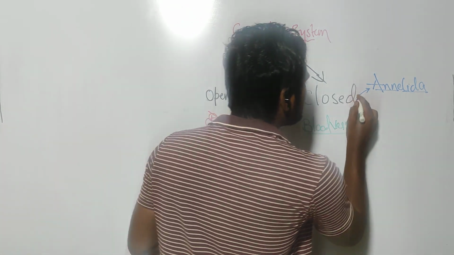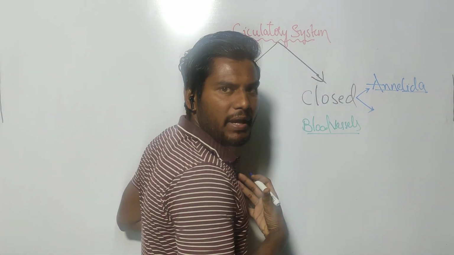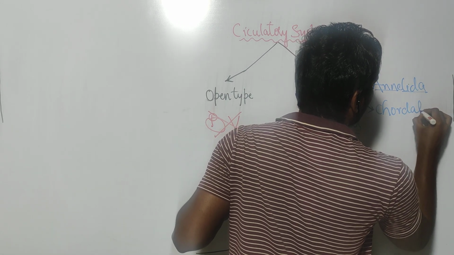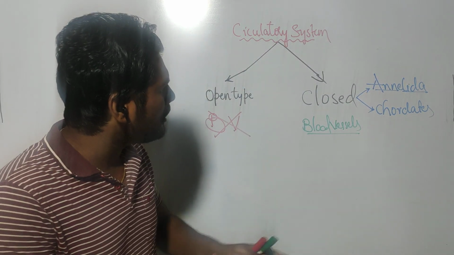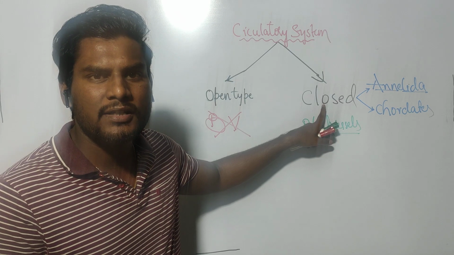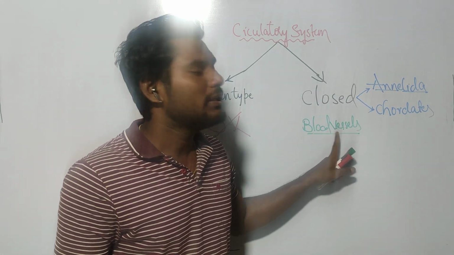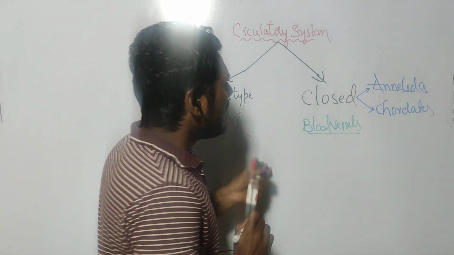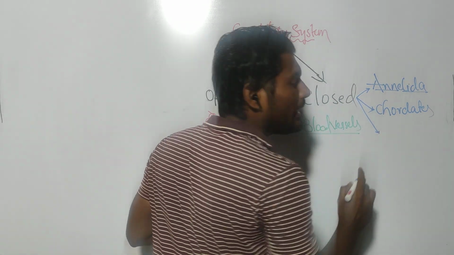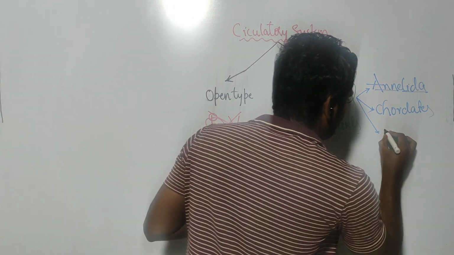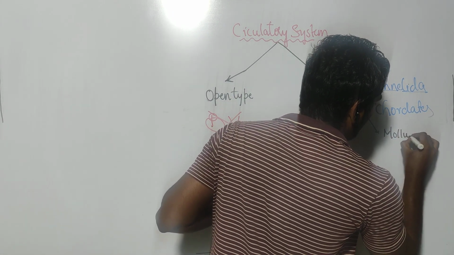Not only annelids, it is also seen in the phylum known as Chordata. So, the chordates are also showing the closed type of circulatory system, which means the blood is moving inside of blood vessels. And the next one, what is that phylum? The phylum name is Mollusca.